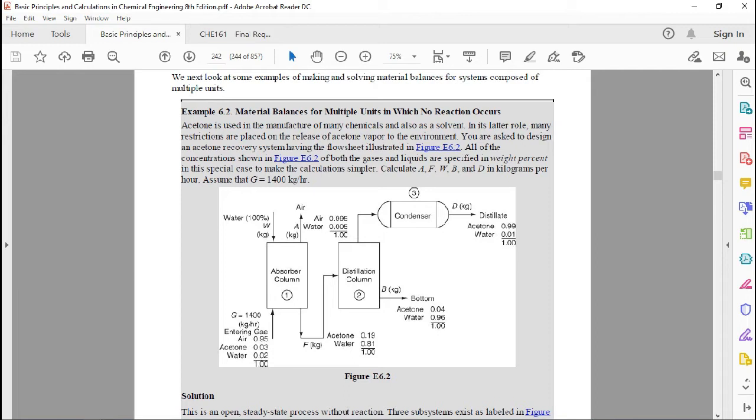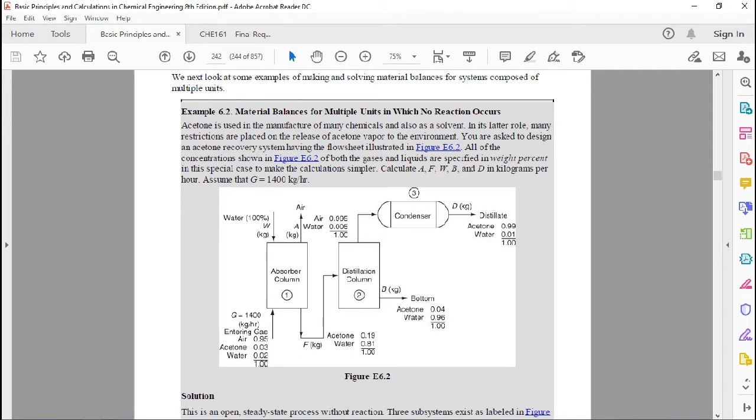All of the concentrations shown in figure E6.2, of both gases and liquids, are specified in weight percent. In this special case, to make the calculations simpler, calculate streams A, F, W, B, and D in kilograms per hour. Assume that G is equal to 1400 kilograms per hour. So here we have three unit operations: the absorber column, distillation column, and condenser.